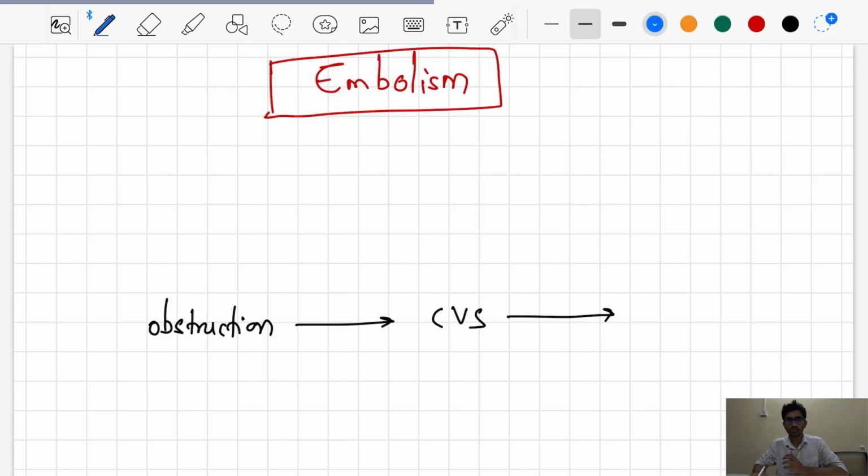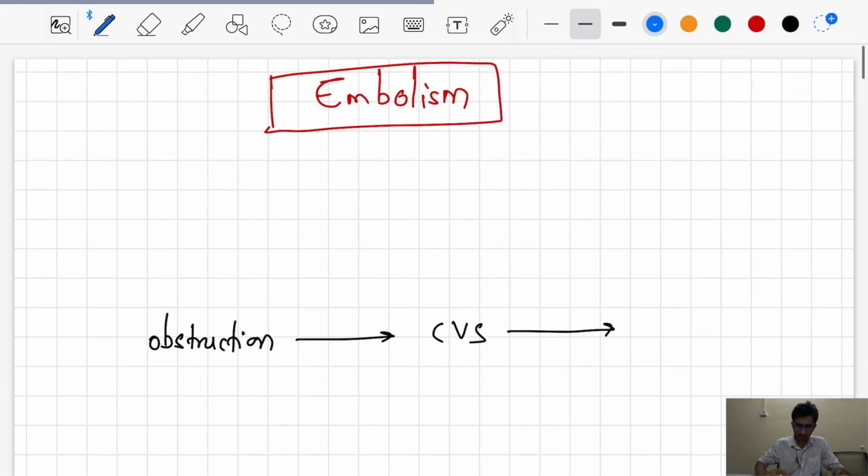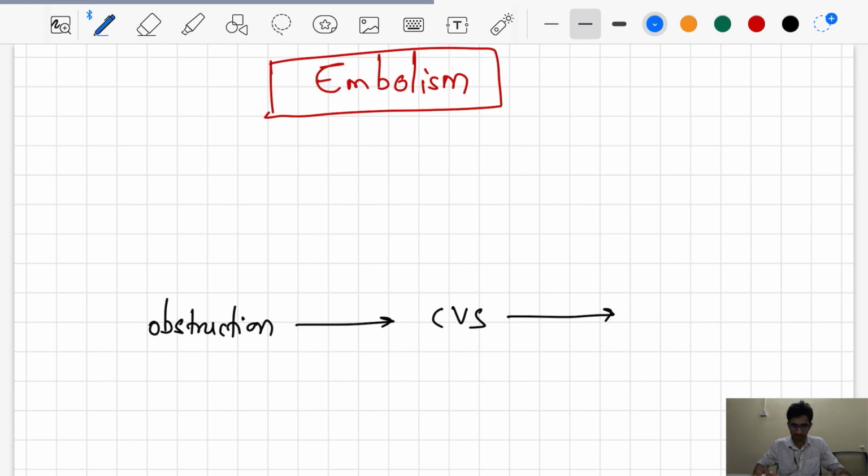Today we are going to see about embolism and pulmonary embolism in detail. So, what is embolism? Embolism is a process in which there is obstruction of some part of CVS by an emboli. That process is known as embolism. So, the obstruction can be partial or complete, and depending on which part of CVS is obstructed, it is named differently. If the pulmonary arterial tree is affected, then it is known as pulmonary embolism.